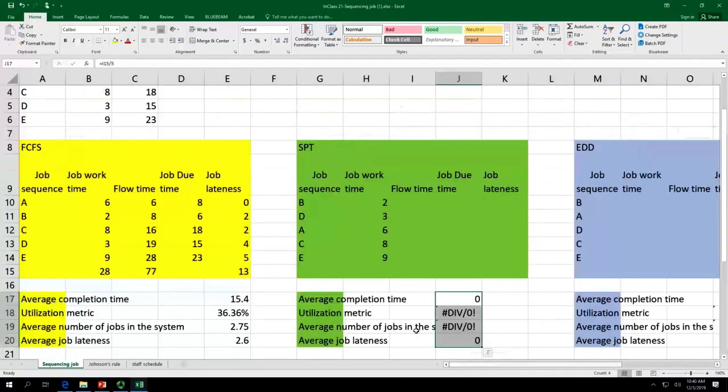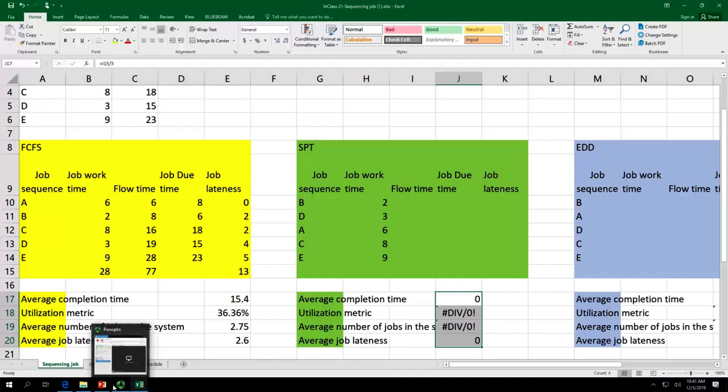These are simple, easy to understand, but useful. They give you an understanding of what sequencing rule will provide you good performance. Okay, I'll stop over here, and then next Tuesday we will continue.